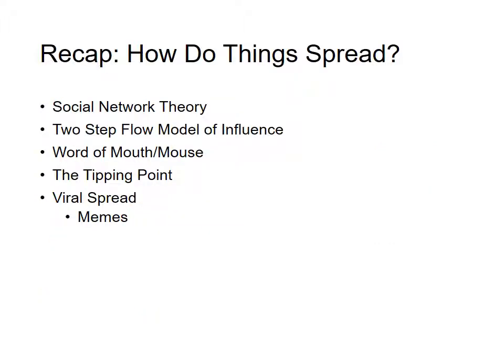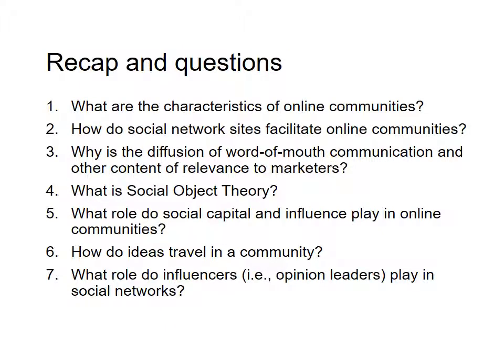So let's recap. How do things spread? We've got the basic social network theory. We've got the 2-step flow model of influence. We've got word of mouth or word of mouse, the tipping point, and then the viral spread. That includes memes. Recap and questions, the questions we've answered here, hopefully that you are able to answer all of those. If not, go on back through and make sure that you understand all that we have addressed in this chapter and in this learning module.